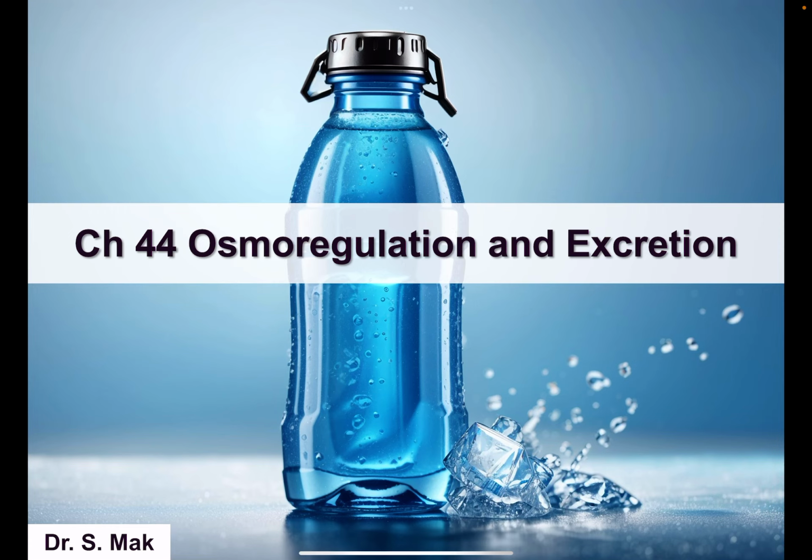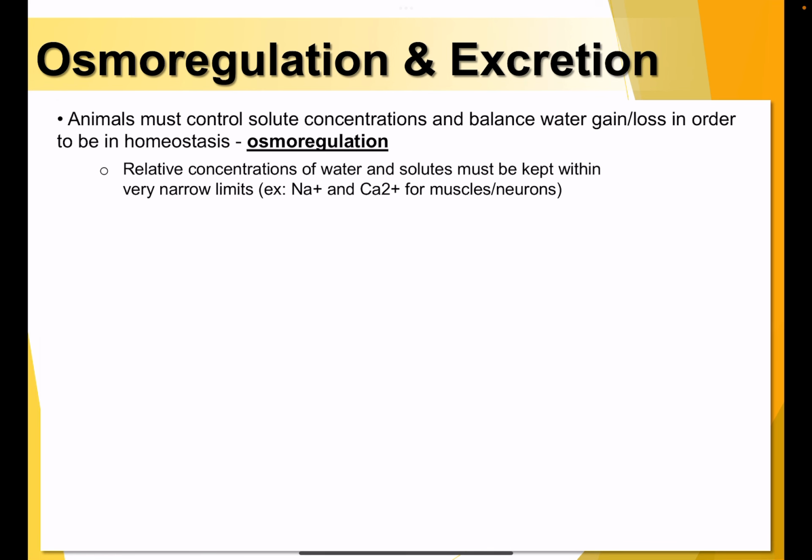So we will again survey some of the other animals' urinary system, as well as talking about some of the evolutionary adaptations for the method of osmoregulation that we and they have today. So let's get started. All right, so let's start by talking about what is osmoregulation to begin with. Animals must control solute concentration as well as balance water gain and water loss in order to be in homeostasis for water content and whatever nutrients we need. This is what we refer to as osmoregulation.